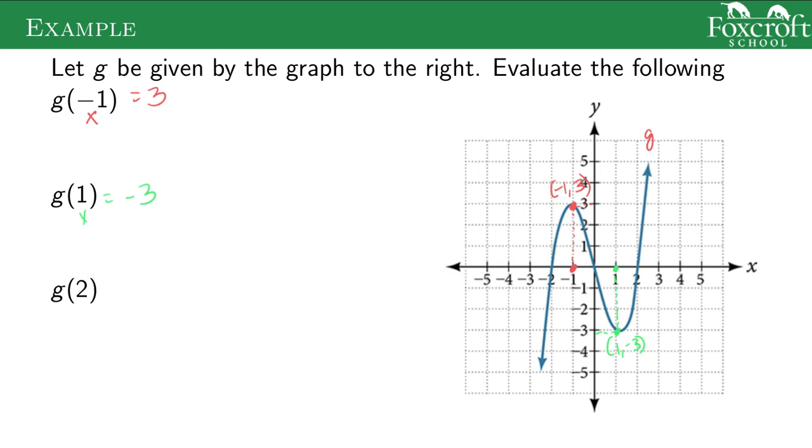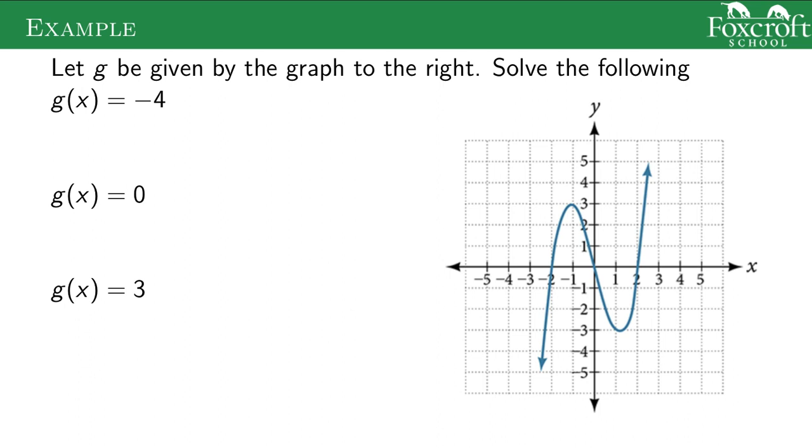This last one you can try on your own. g of 2. What's g of 2 going to be? I'll tell you the answer in 3, 2, 1. g of 2 is 0, because I hit the point right there at 2, 0. So I just go to that x value, and I go up or down to my graph and figure out the y value. Just remember, all these answers are the y value that goes with that x value.